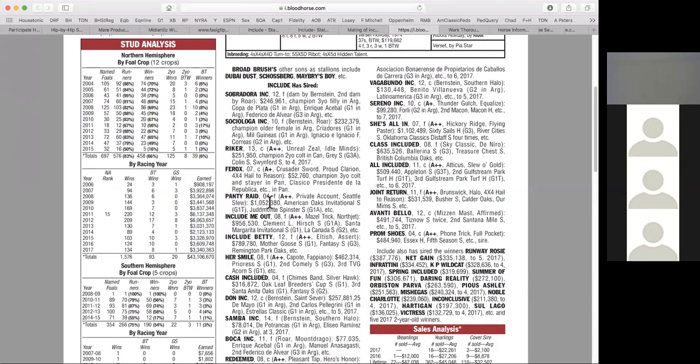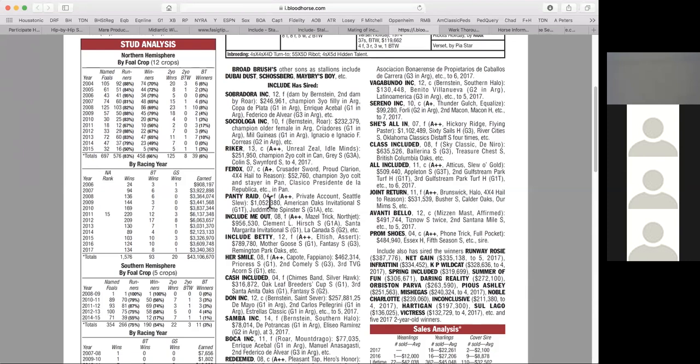So Sobradora Inc. She was born in 2012. She's a filly. Her dam is by Bernstein. Her second dam is by Roar. Bernstein is the son of Stormcat. Roar is the son of 49er. Those are things you could look up. Those are things that once you have done this a lot, you just start to know.